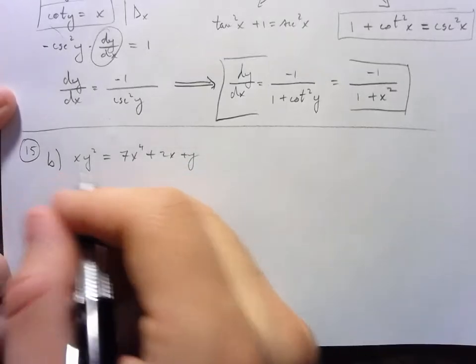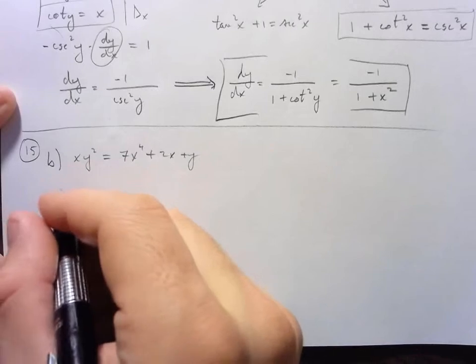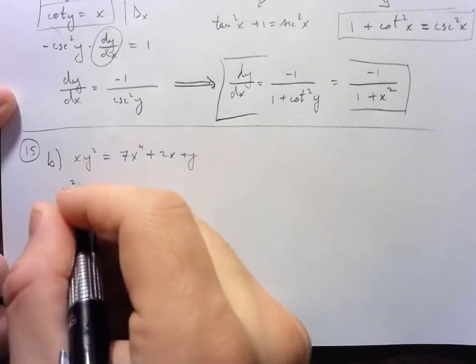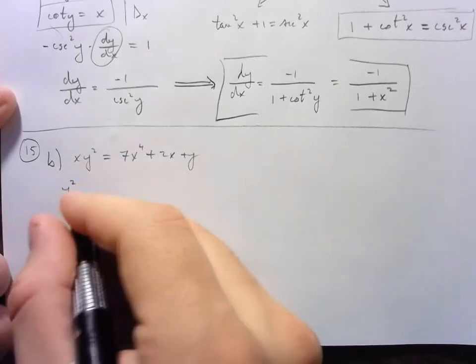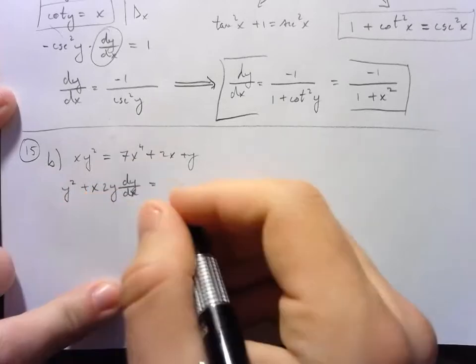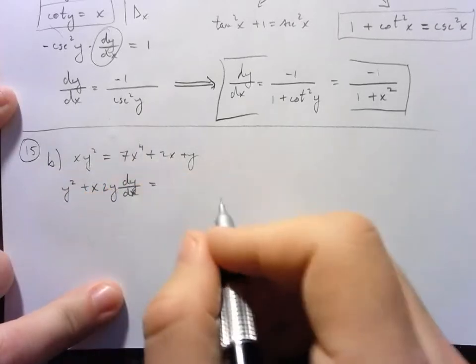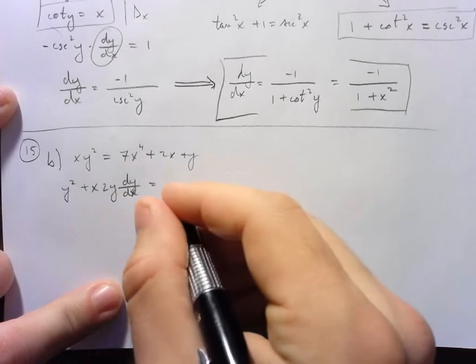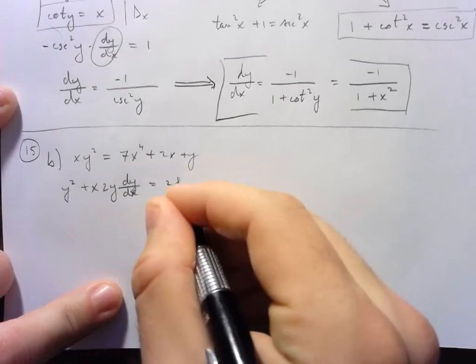So let's take the derivative of both sides with respect to x. Here I have to use the product rule, so 1 times y squared plus x times 2y dy/dx. This is going to give me 28x cubed plus 2 plus dy/dx.